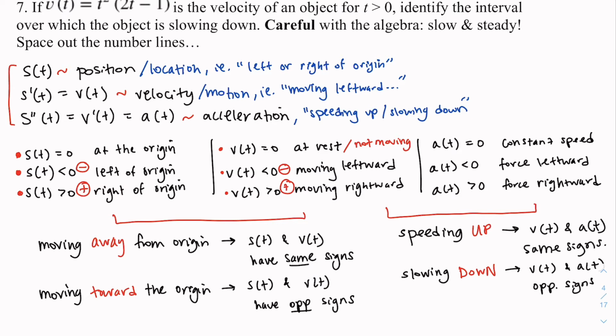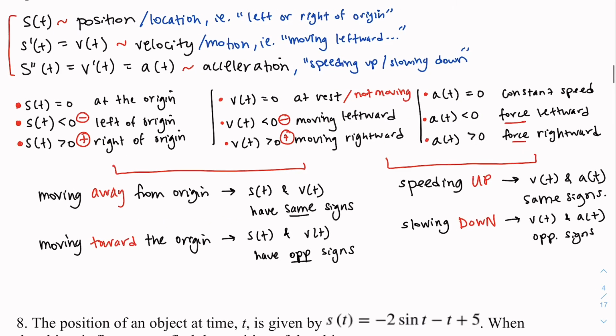Finally, if A of t equals 0, it doesn't mean you're not moving. It just means you're not speeding up. You're at a constant speed. If acceleration is less than 0, then it's like there's a force pushing on you in the leftward direction. If acceleration is greater than 0, there's a force pushing on you in the rightward direction.